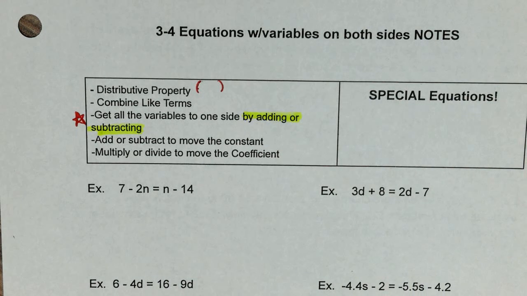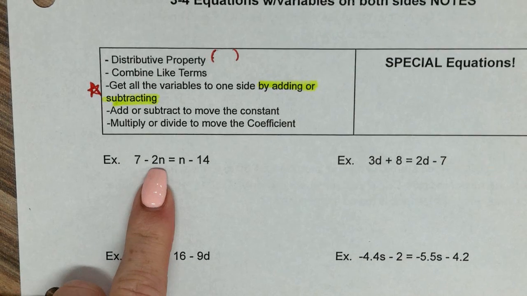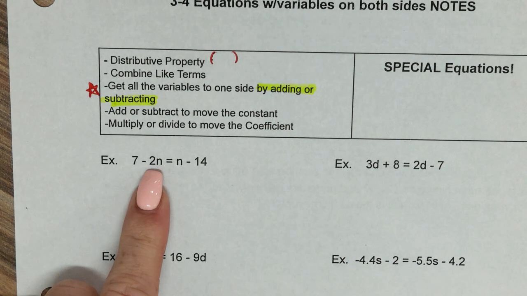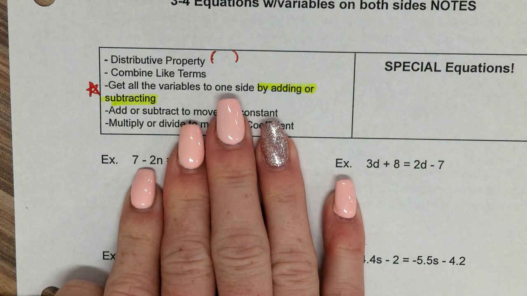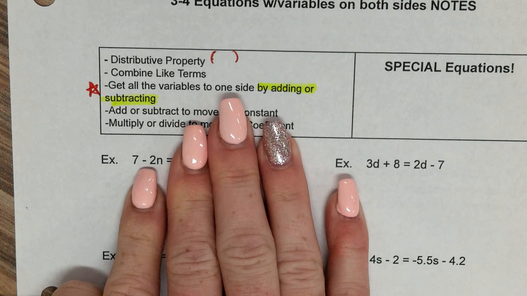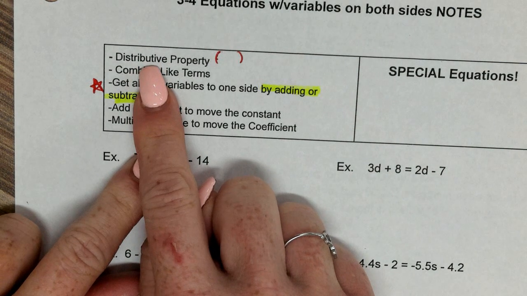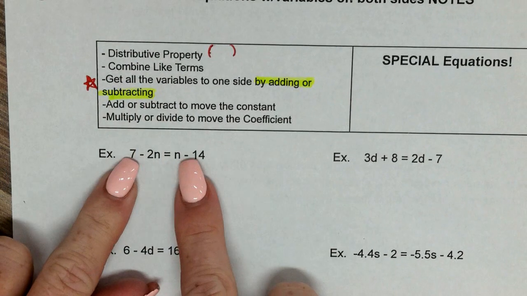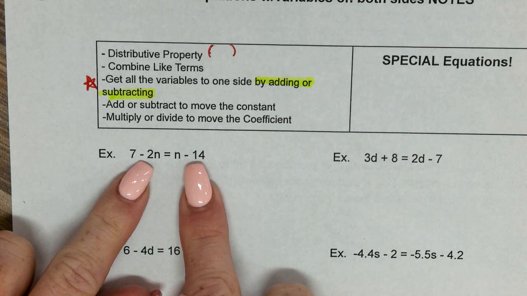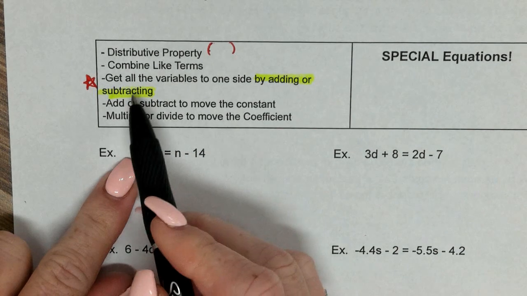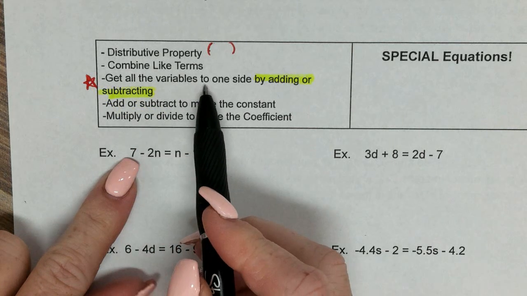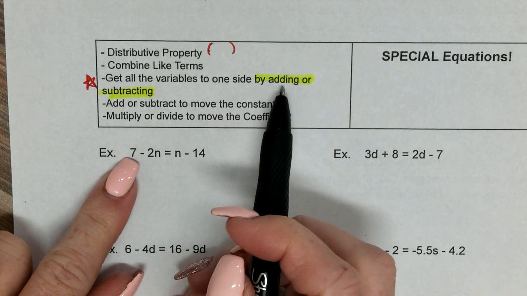All right, let's look at the first problem. Are there any parentheses? No, pay attention. Are there any like terms on the left? No, on the right? No. So I've got to skip these two steps. Are there variables on both sides? Yes, so the first thing I need to do is get all the variables to one side by doing what?